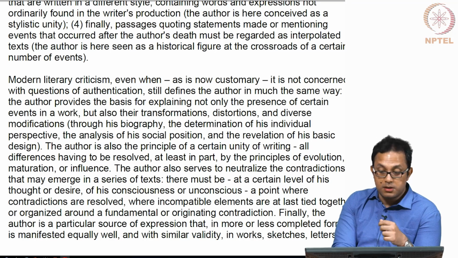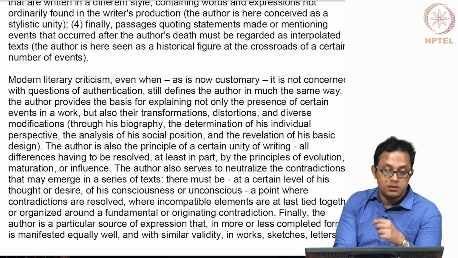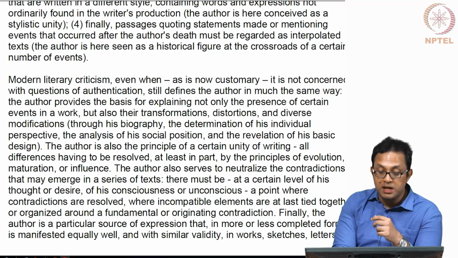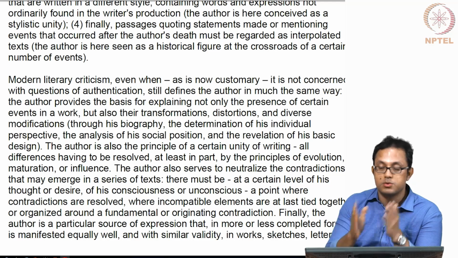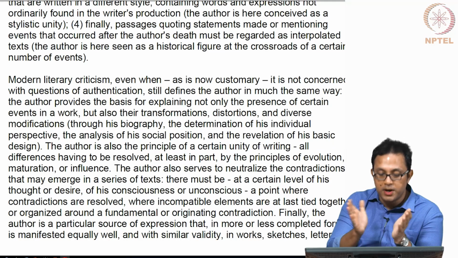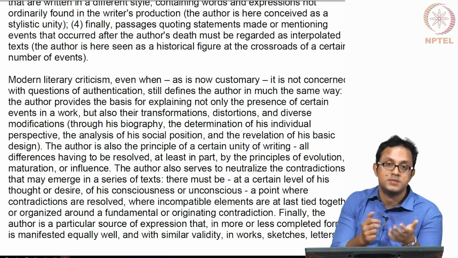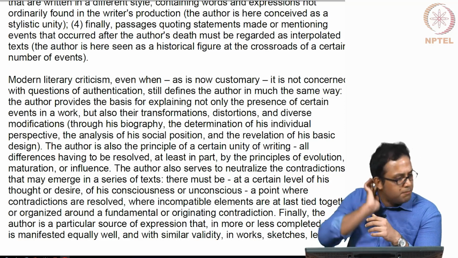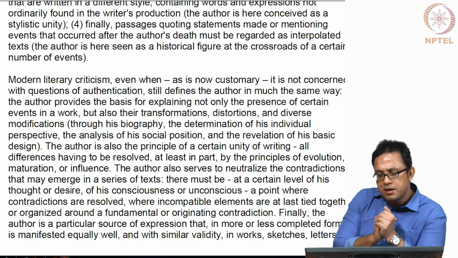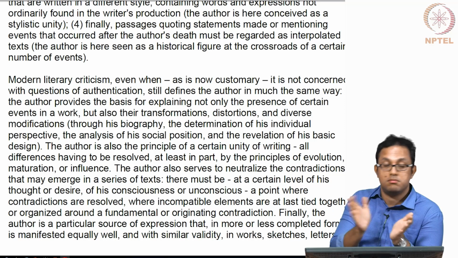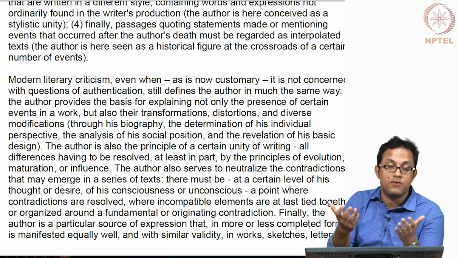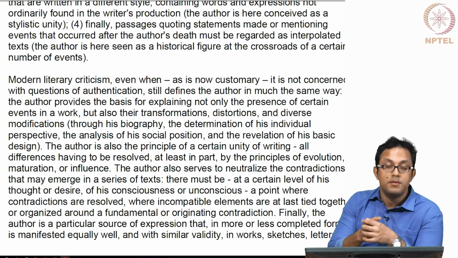"So there must be, at a certain level of his thought or desire, of his consciousness or unconscious, a point where contradictions are resolved, where incompatible elements are at last tied together or organized around a fundamental originating contradiction." So all contradictions can be traced back to an origin, a particular point of inception, and that point of origin is the author. So by this time we should be able to recognize the author as a very convenient construct which is used to level away and address contradictions, account for contradictions, account for conformity and non-conformity.